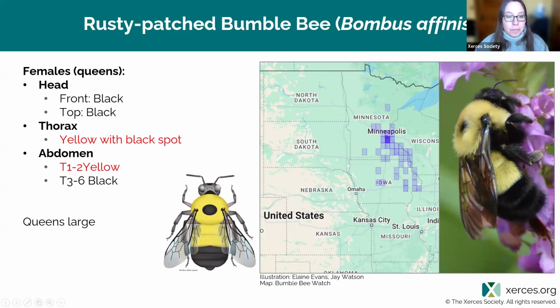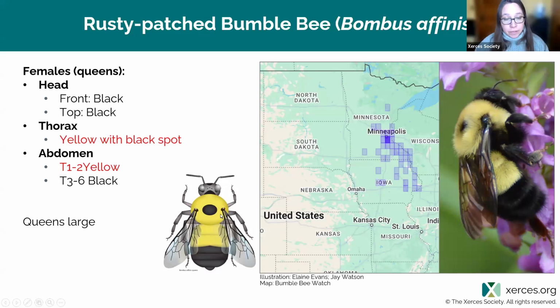So working backwards from the abdomen to the head, if we look at the abdomen of a queen rusty patch bumblebee, T1 and T2 will often be solidly yellow. Sometimes you'll get a queen with a little bit of rusty patch color on T2, but a lot of the times there won't be any evidence of a rusty patch at all. The rest of the abdominal segments will be black, so T3 through 6 will be black.